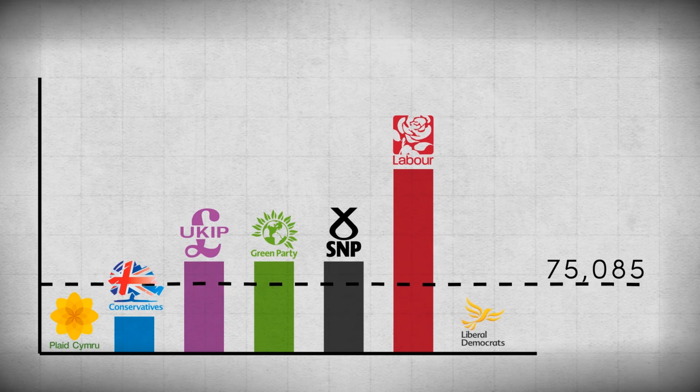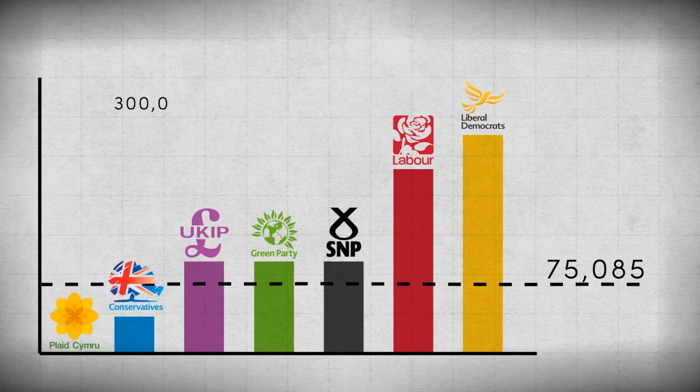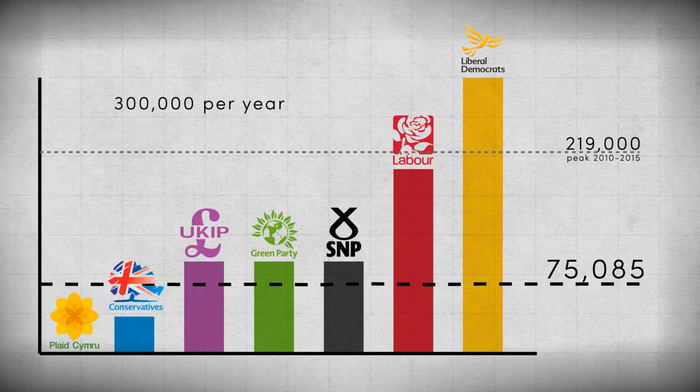And the Liberal Democrats top that by aiming for 300,000 homes per year. Though it's worth noting here that according to the Confederation of British Industry, the peak build rate attained in the last 5 years was only 219,000 per year. So this value might be a little optimistic.